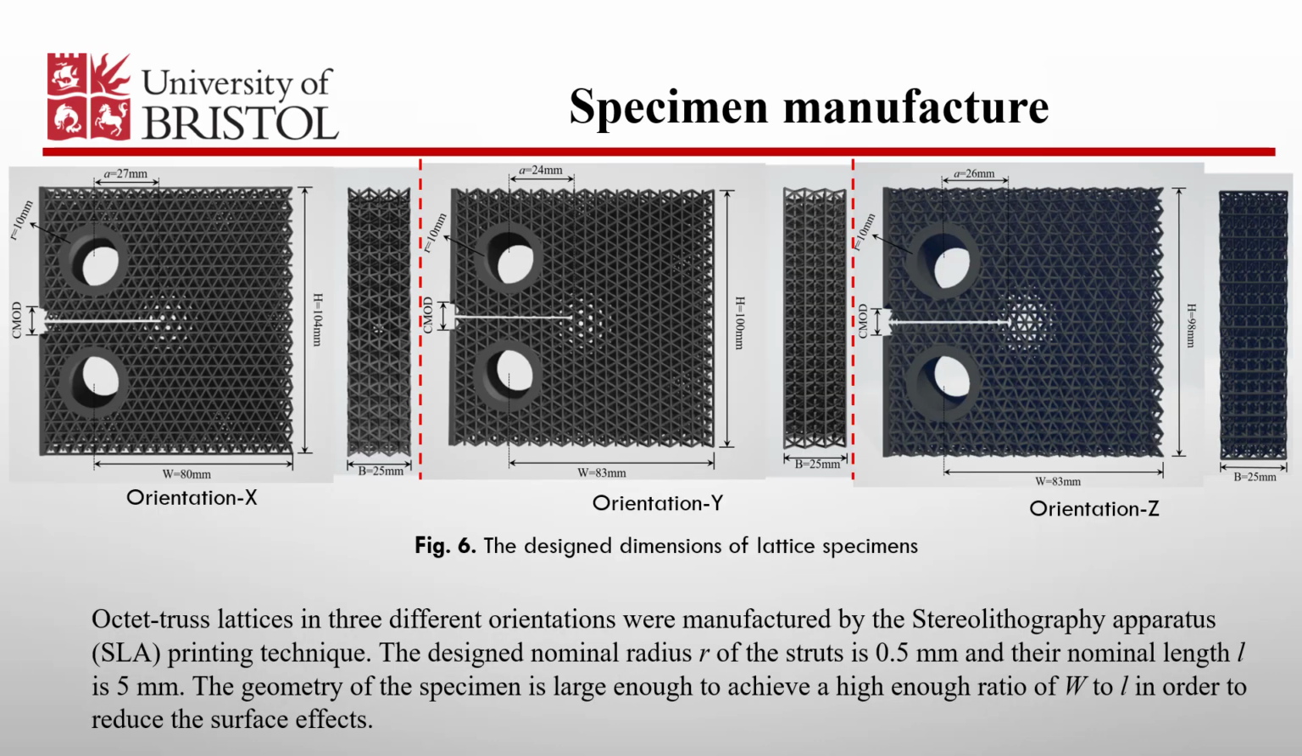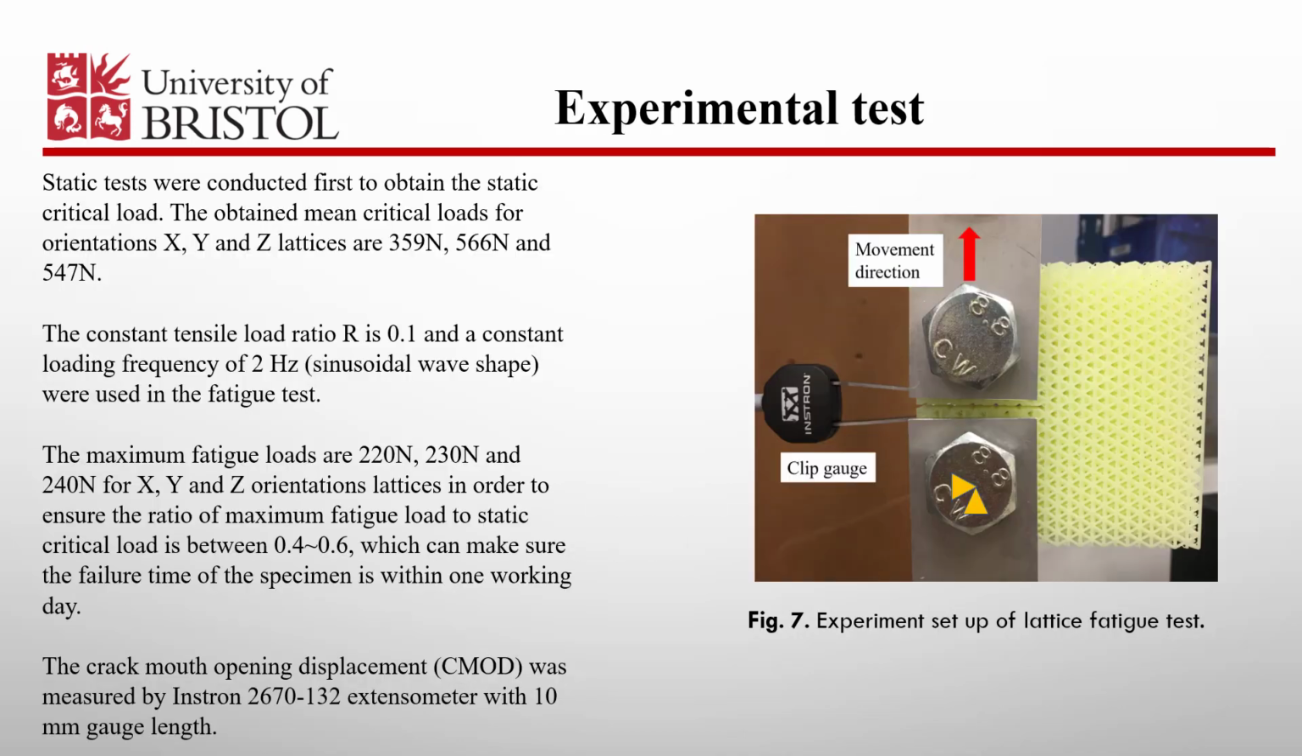The geometry of the lattice specimen used in this work is shown in Figure 6. The design nominal radius of the struts is 0.5 mm and the nominal length L is 5 mm. The macro dimension of the CT specimen is designed to be large enough to achieve a high enough ratio of W to L in order to reduce the surface effects. All the octet-truss lattices in 3 orientations were manufactured by the SLA printing technique.